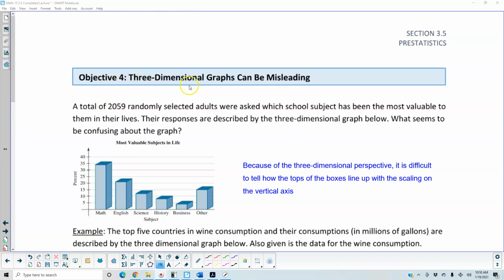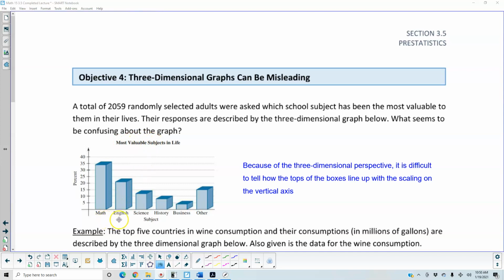Objective 4. Three-dimensional graphs can be misleading. A total of 2,059 randomly selected adults were asked which school subject has been the most valuable to them in their lives. The responses are described by the three-dimensional graph below. What seems to be confusing about the graph?